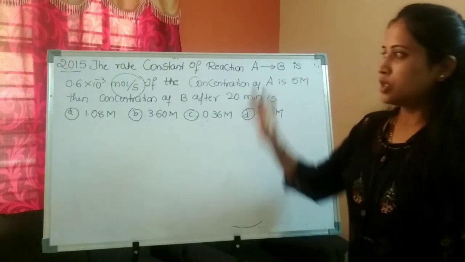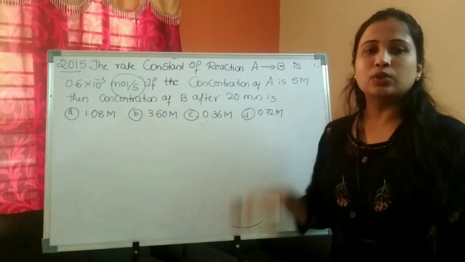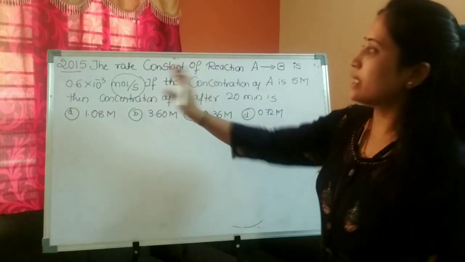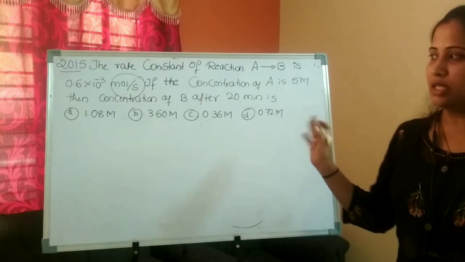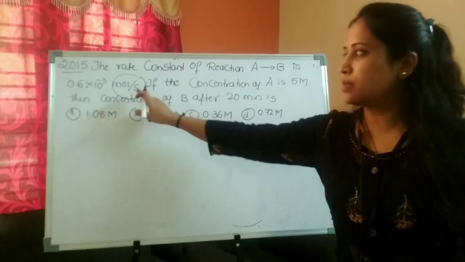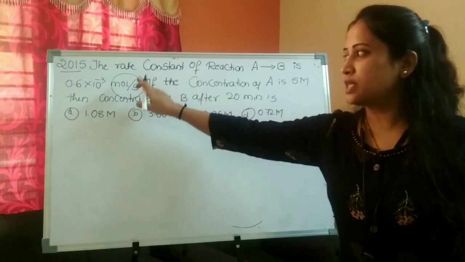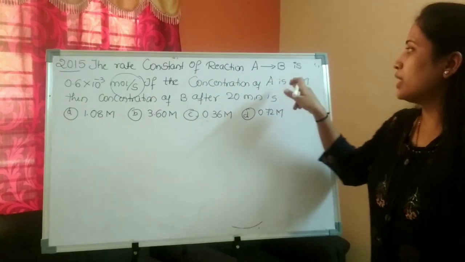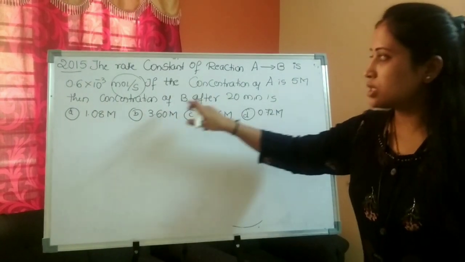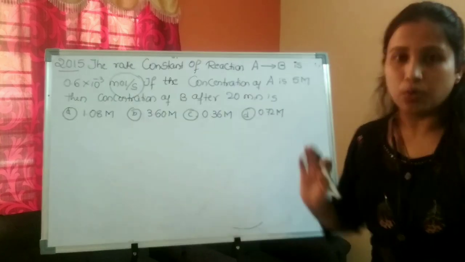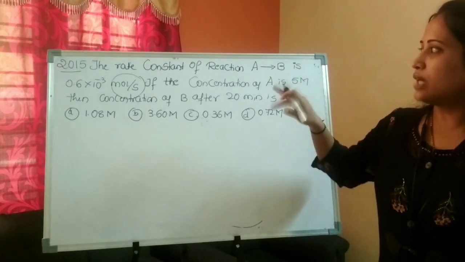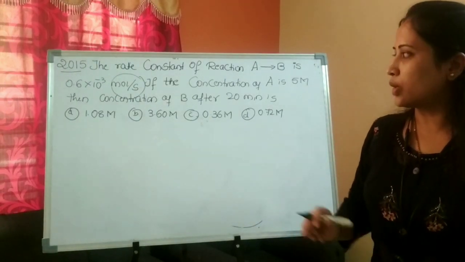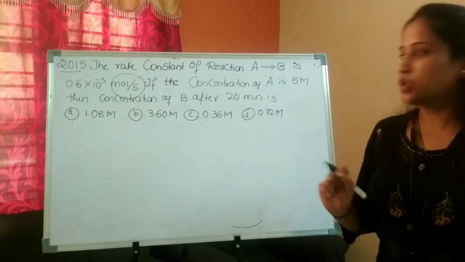Yes, my dear students. So the last question of 2015. Again in 2015, around 3 questions were asked from the topic chemical kinetics. The rate constant of a reaction A gives B is 0.6 into 10 to the power of minus 3 mole per second. Here mole per second is given, which means it is a zero order reaction. Now, if the concentration of A is 5 molar, then we need to calculate the concentration of B after 20 minutes. The time t they have given is 20 minutes.